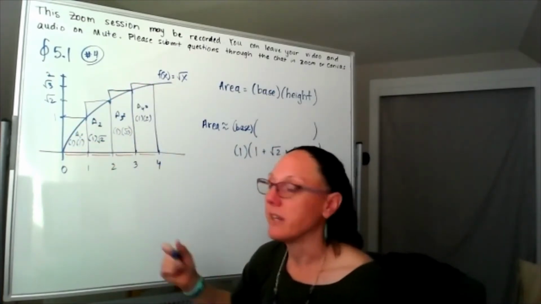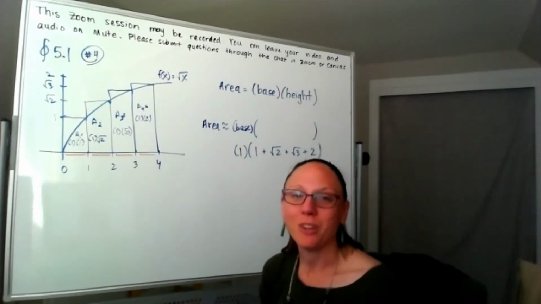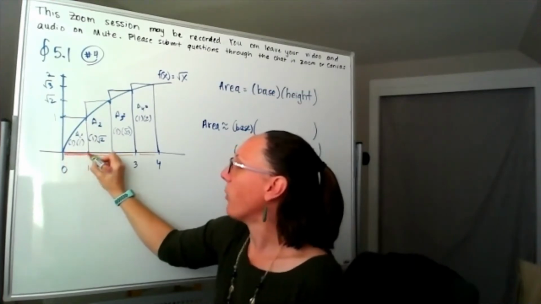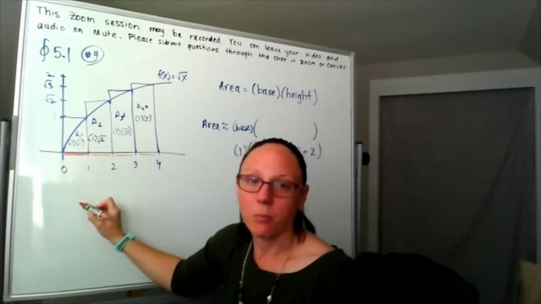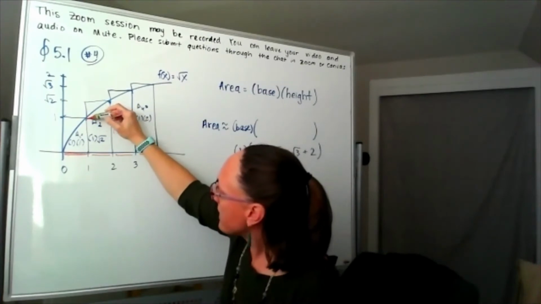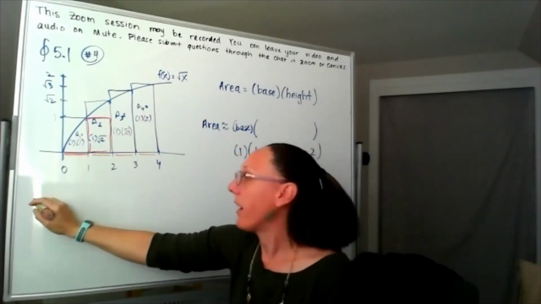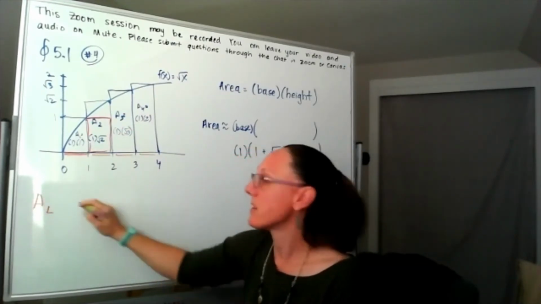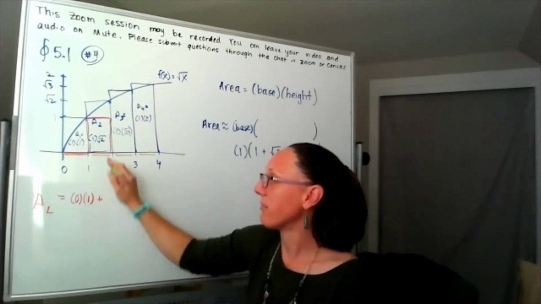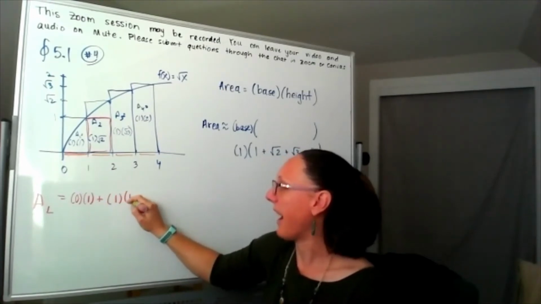Now, if I go to left-hand endpoints, and I'll do a different color here, my picture will get a little bit messy. On this first interval, the height that I would be using is 0, because that's the height at the left-hand endpoint. For that second rectangle, my x value would be 1, so that rectangle would get cut off right there. So the area, using left-hand endpoints, I'd have 0 times the width of 1 for the first rectangle. That second rectangle would have a width of 1 and a height of 1.